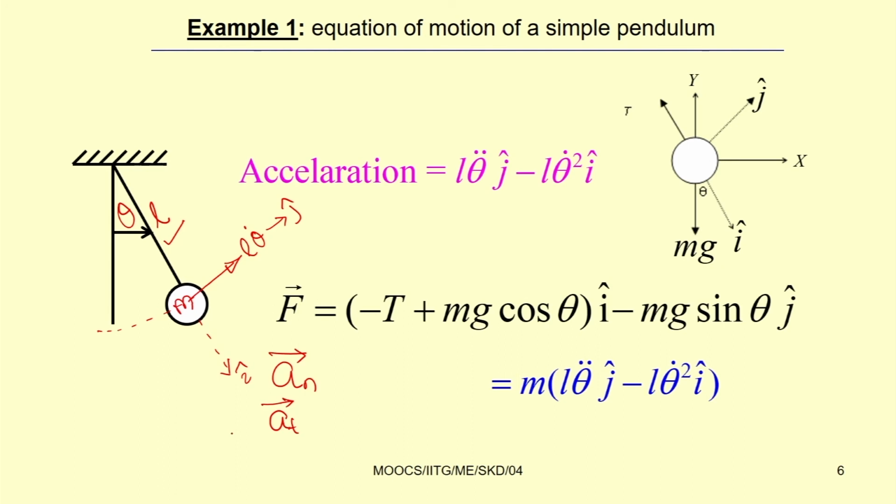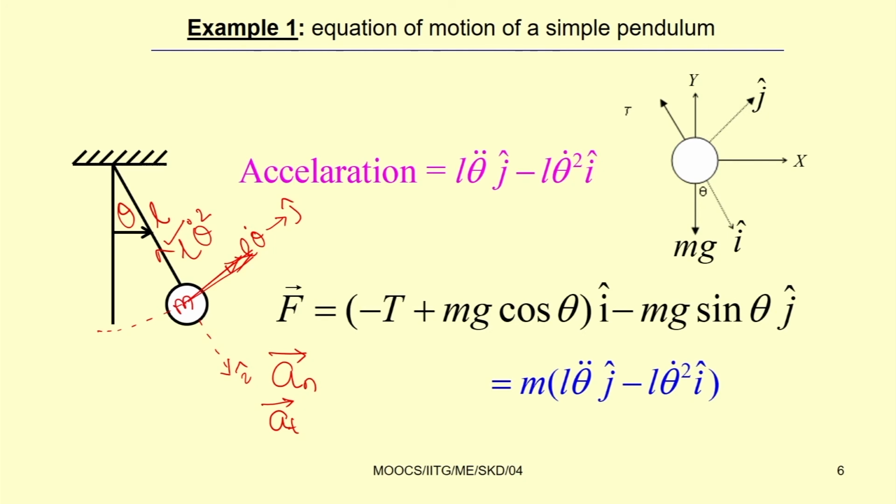The tangential component of acceleration will be tangent to this system, along this direction, and the normal component will be towards this. So, the normal component is equal to L theta dot square towards the center, and the tangential component will be along the tangent, and it will be L theta double dot. So, these two terms will be there.